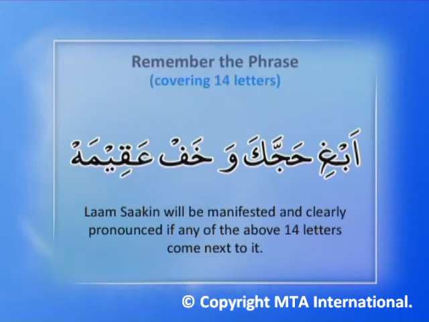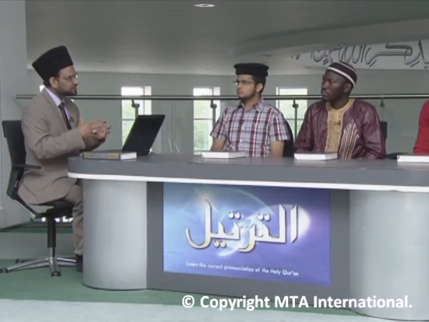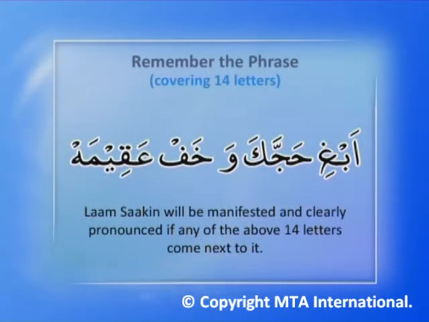Covering 14 letters: Abghi hajjaka wa khaf akima. As you may remember in the beginning of these programs, in order to remember haruful mad, the 3 haruful mad, alif, waw and ya, you remember a phrase, utina or nuhiha or udina, or for al-huruf al-qalqala, qutbu jad, or similarly, for the letters of assimilation, yarmalun. So this is a phrase which covers all 14 letters where Laam Sakin will be manifested and clearly pronounced if any of these 14 letters comes next to it.